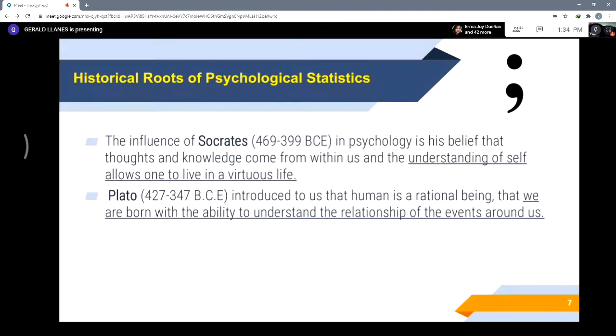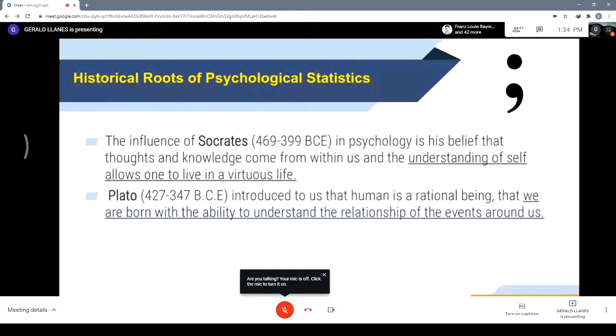Nasa iyo na yan. So, hindi mo kailangang i-expose ang sarili mo sa culture para matutunan yan dahil nasa genes mo na yan, nasa DNA mo, nasa pagkatao mo na yan. So, that's the idea of Plato.